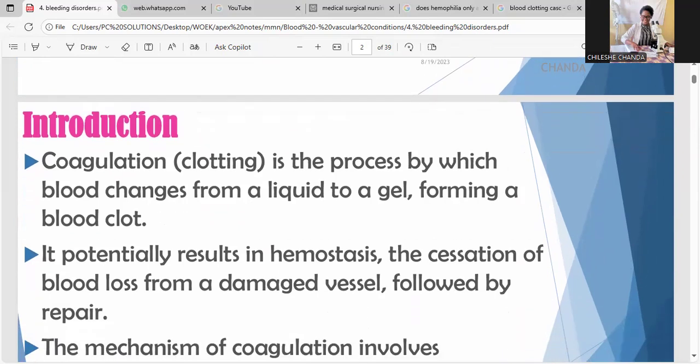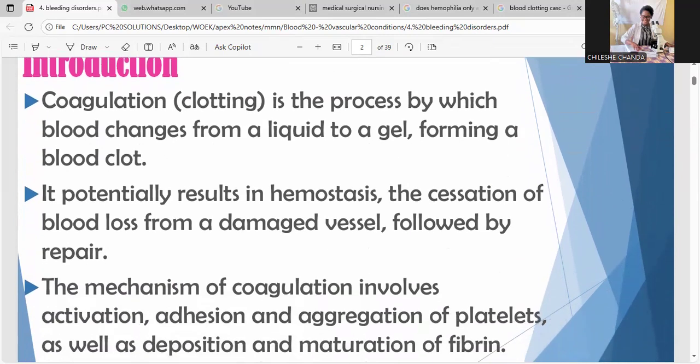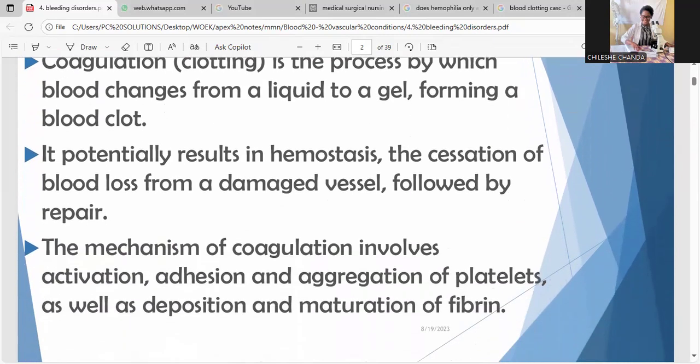So, first of all, what is coagulation? Coagulation is a process by which blood changes from a liquid to a gel, forming a clot. That clot will eventually stop the bleeding from continuing. It potentially results in hemostasis, the cessation of blood loss from a damaged vessel, and then there will be repair.